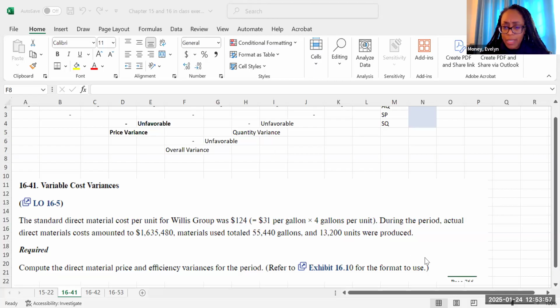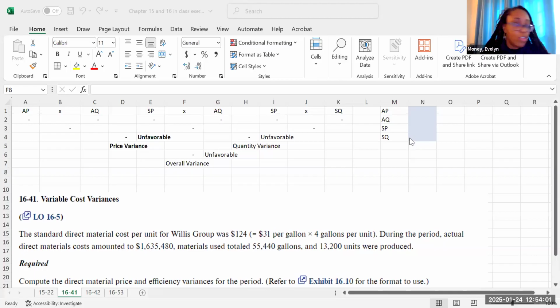And the exhibit 16.10 for the formats used is the same format that I have given you on this table. So let's go ahead and start filling out the information that we need. The actual price, and you don't have to start it in any particular order. I'd rather do standard price first because that one was given to me first, 31.